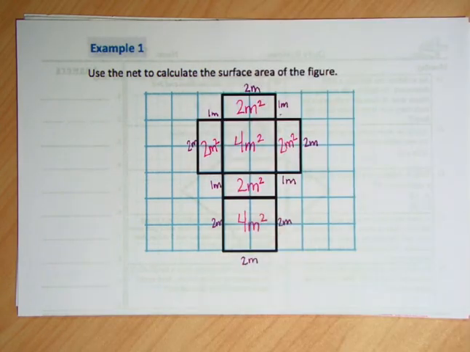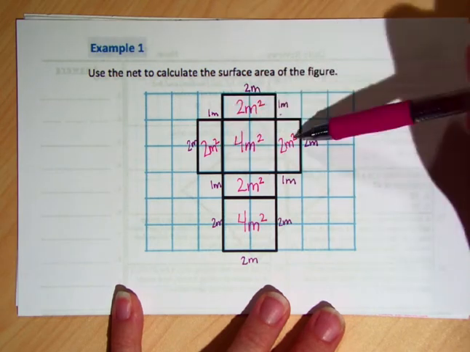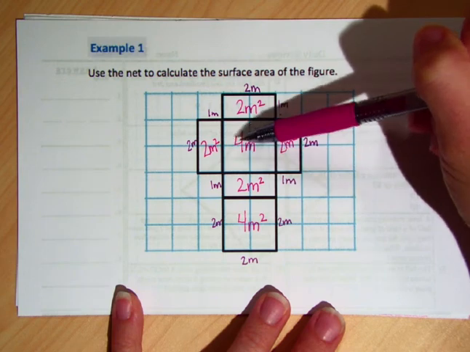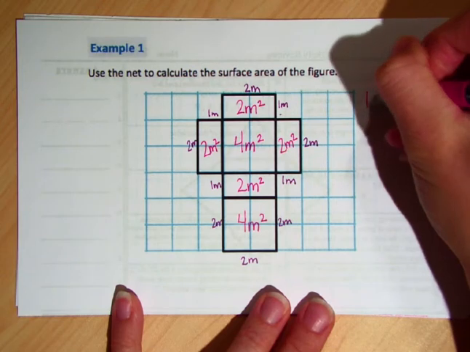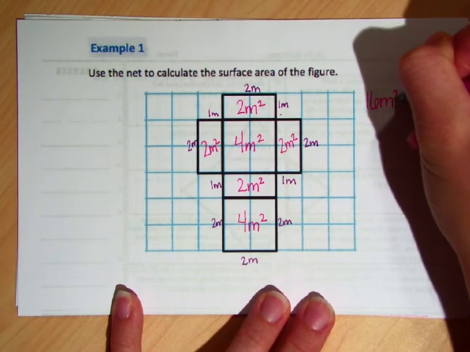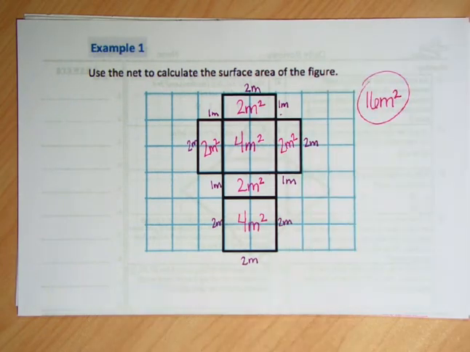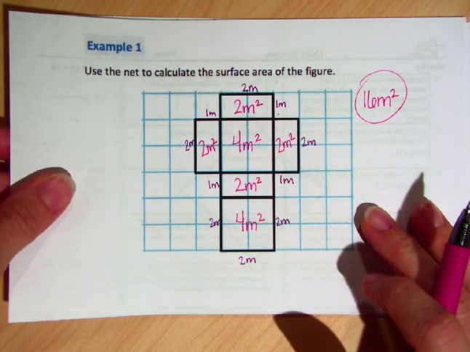Now we found each box, each face. Now let's find the whole area. Okay, so I have 2, 4, 6, 8, and 4 is 12, and 4 is 16. So my surface area is 16 meters squared, and it's squared because it is area. That's my surface area. Pretty simple. You just got to make sure that you find each one of them.